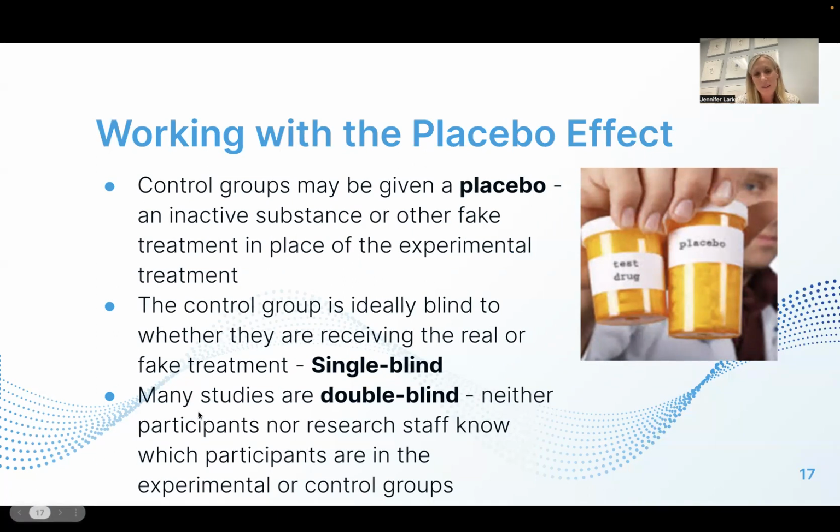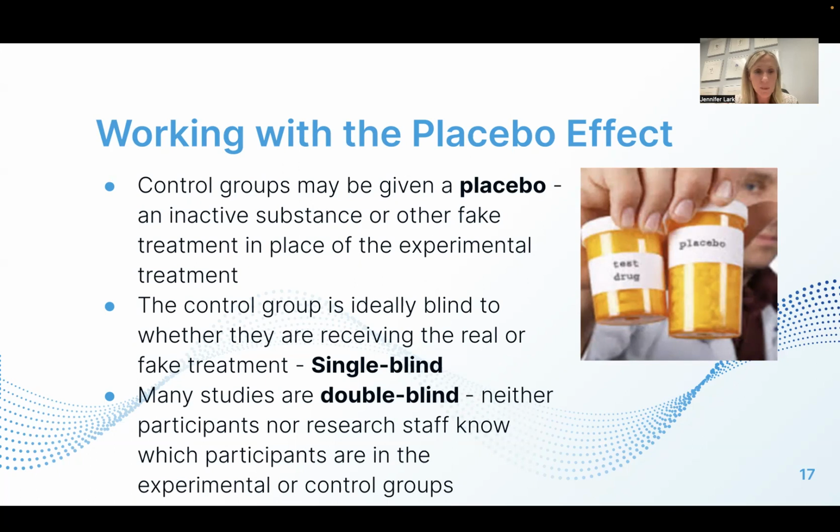In order for this to have the least potential for bias, the control group is typically blind to whether they're receiving the real or the fake treatment. And that's called a single blind study. So again, the idea is in a true experiment, the participants have no idea whether they've been assigned to the experimental group or the control group. Only you as the researcher know that, because we want to guard against the placebo effect. We want to really see what's happening.